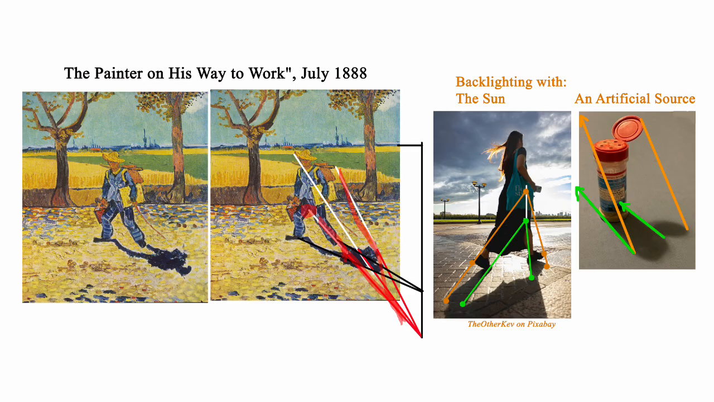And this is backlighting, where the light is in front of us to the left. And so the light rays should radiate out like that. For example, here is backlighting, and we have light radiating out. And this is with an artificial light, and there too the light is radiating out.